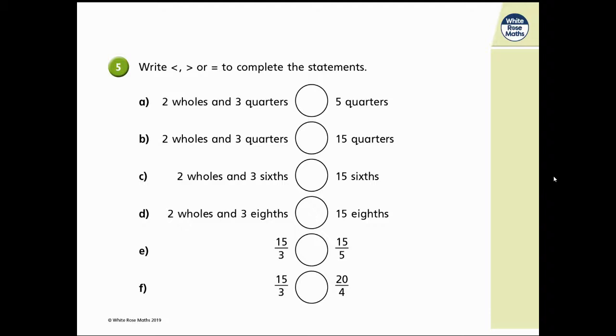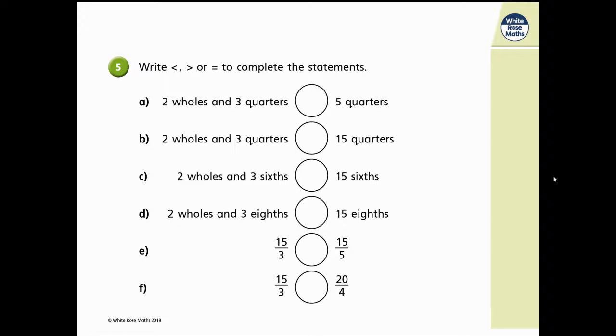Then we go to D. We've got 2 wholes and 3 eighths. Is it less than, greater than, or equal to 15 eighths? So 2 wholes, if we're looking at eighths, we know that 2 wholes is going to be 2 lots of 8, so that's 16. So we know already that 16, and we add the other 3 is 19. 19 eighths is greater than 15 eighths.